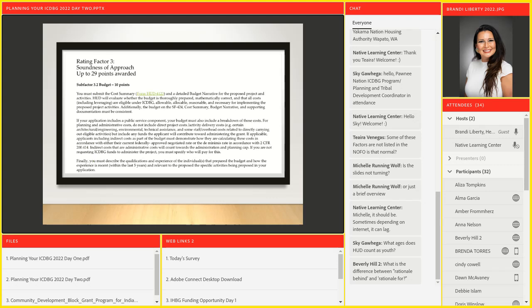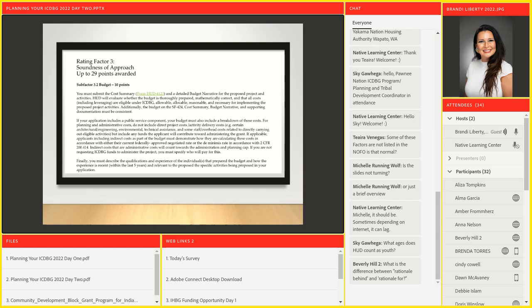So subfactor 3.2, we'll look at your budget narrative. You must submit the cost summary, which is your HUD 4123 form, which we'll look at here in a few minutes, and a detailed budget narrative that is separate from your work plan narrative for the proposed project and activities. HUD is going to evaluate whether your budget is thoroughly prepared, that it's mathematically correct, which means that your budget within your budget narrative and your cost summary and any of the dollar amount that's in the attachments you provide all match up. And they will look at that.